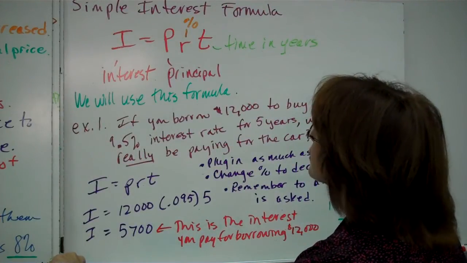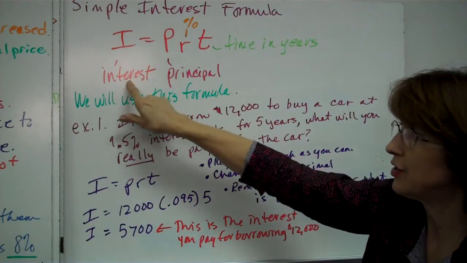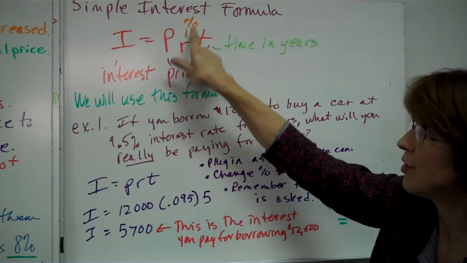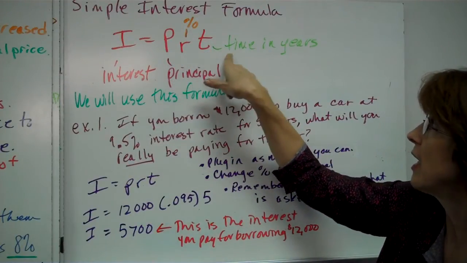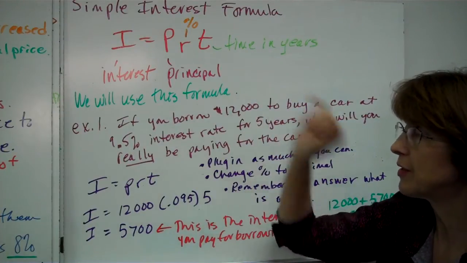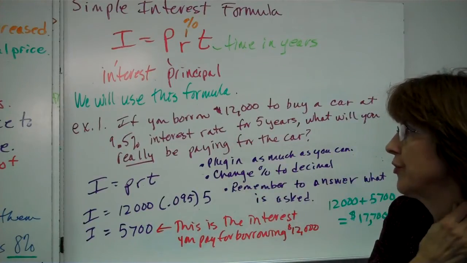You have a simple interest formula. It's I equals PRT. Okay, I is the interest, P is the principal, R is the rate, so it's always going to be a percent, and T is time in years. It's always going to be in years for right now. You may have some problems that are a little bit different, but we can talk about all that. But right now, just think about mostly it'll be in years.